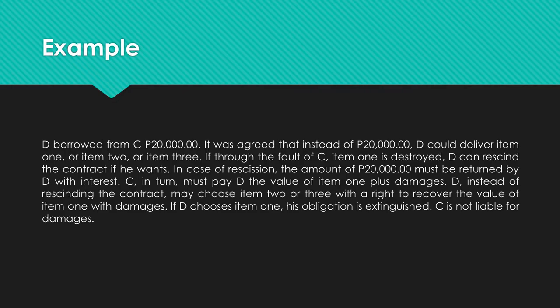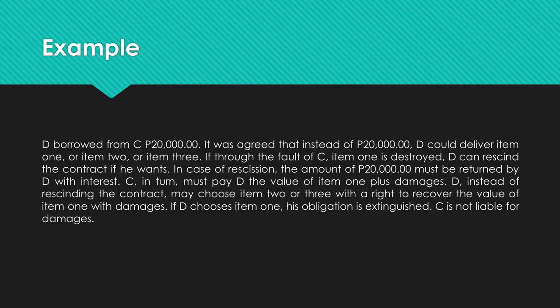So, did you get this? Again, there are 3 items that will be due. Okay, item 1, 2, or 3. Kaya lang yung item 1 nasira dahil sa kasalanan ni C. So, what is going to be the remedy or the actions of D? The remedy could be that D can rescind the contract if he wants. So, sabi niya, I want to rescind the contract because you acted at fault and in bad faith, and in your fault, you have destroyed item 1.